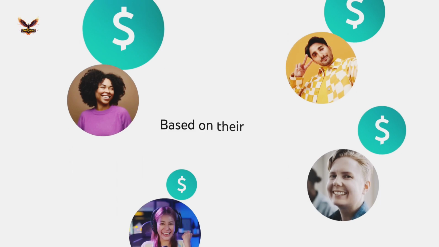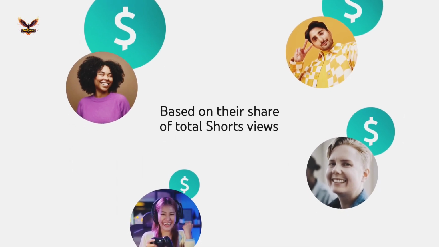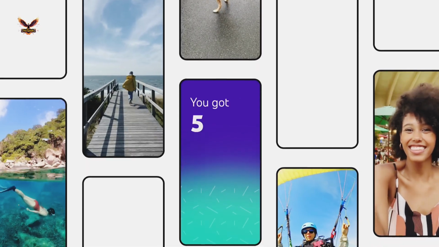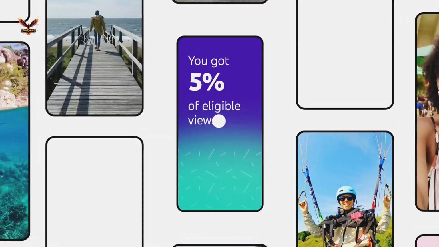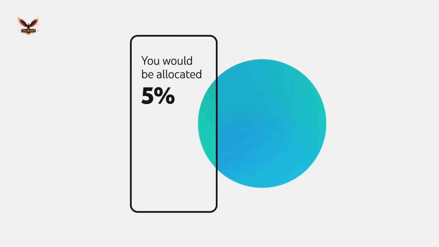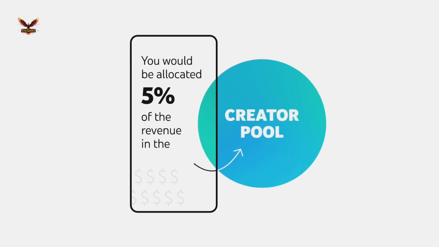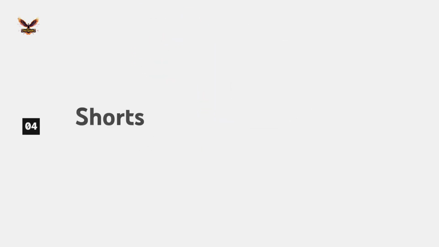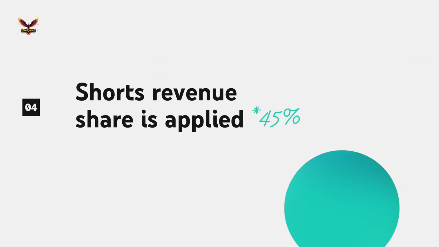From the creator pool in each country, we'll allocate revenue to monetizing Shorts creators based on their share of total Shorts views in the creator pool. For example, let's say out of all the Shorts uploaded by monetizing creators, you got 5% of eligible views. You would then be allocated 5% of the revenue in the creator pool, regardless of if you used music or not. Finally, the Shorts revenue share is applied.